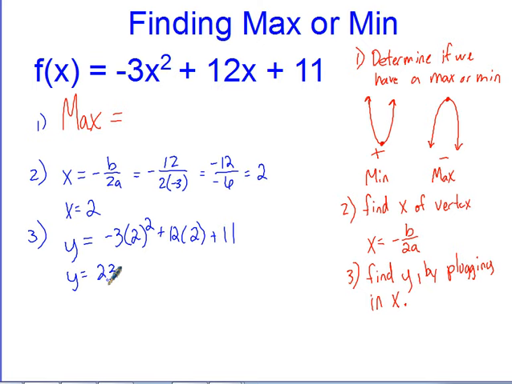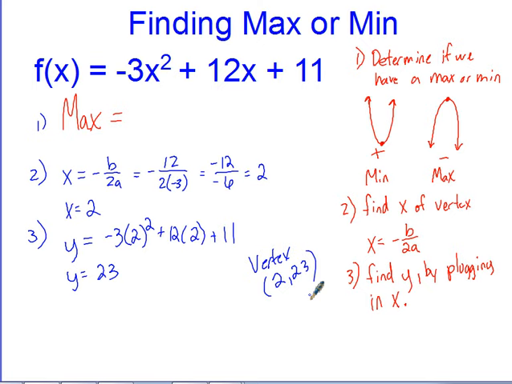What did I just find? I have an x and I have a y. I just found my vertex. So my vertex is 2, comma 23. Does everybody agree with that? The vertex is 2, comma 23.